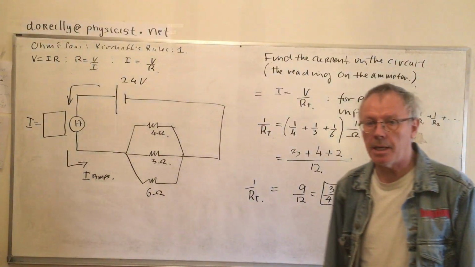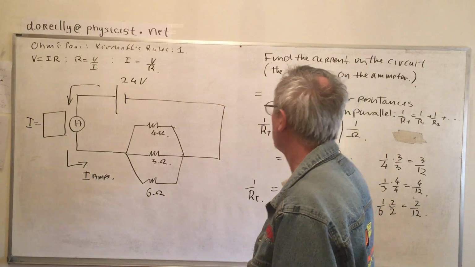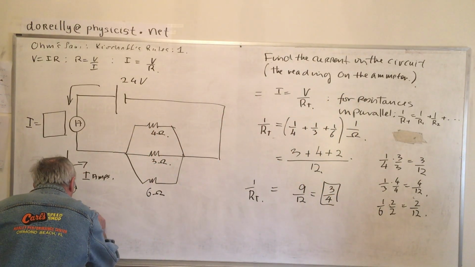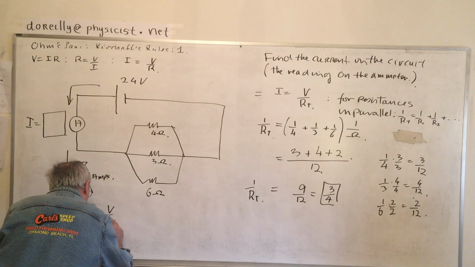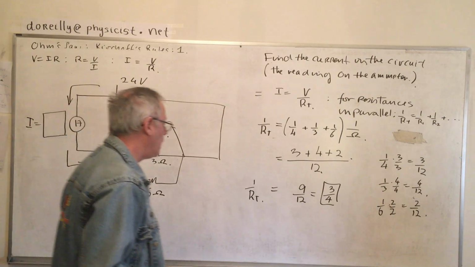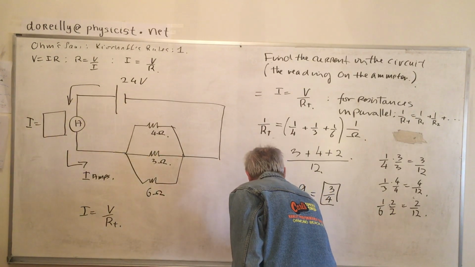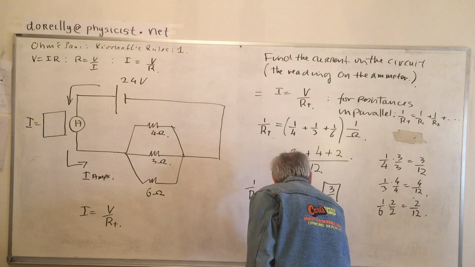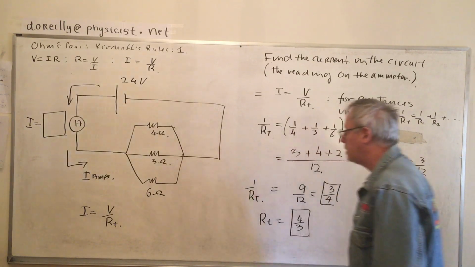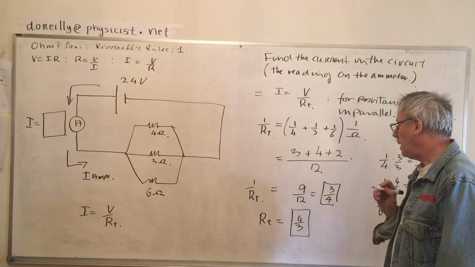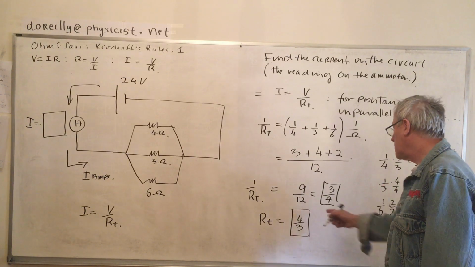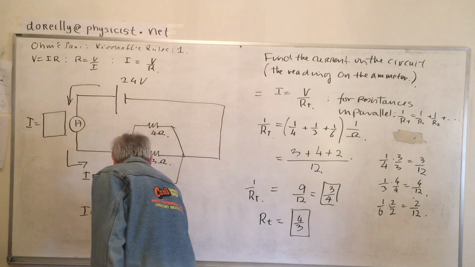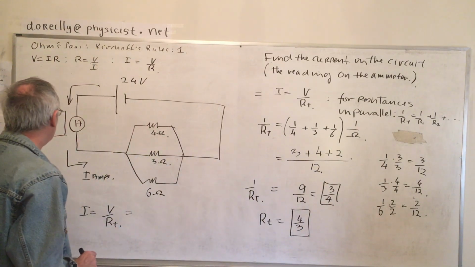Here's where students make a mistake. They put that into the equation. Well, you can put it in like that, but R total is 4/3. So you need to have that one. This is already 1 over a reciprocal, so we can use that straight away. But I'll just keep things clear.